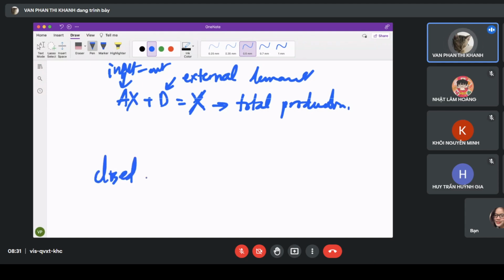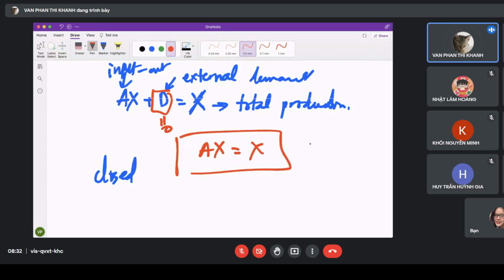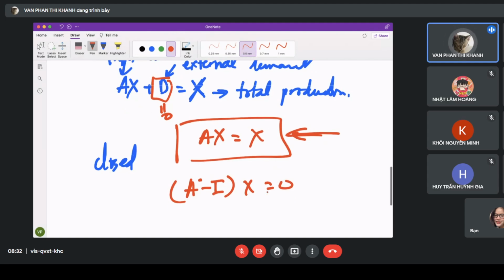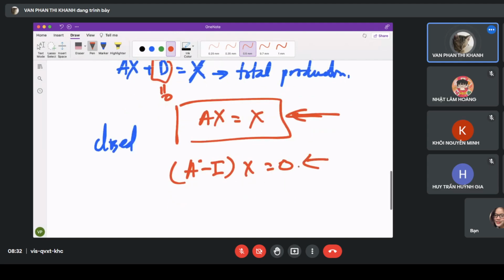Understand? But in this case, it's just the closed economy. It means that the industries just produce for the industries themselves. We don't have the other external demands. Understand it? So it means that here D equals 0. So you have the equation AX equals X only. And you have to solve this system. You know it, right? AX equals X means that A minus I times X equals 0. And you have a homogeneous system, right? And you have to solve this homogeneous system to find the general solution X. Understand it now?